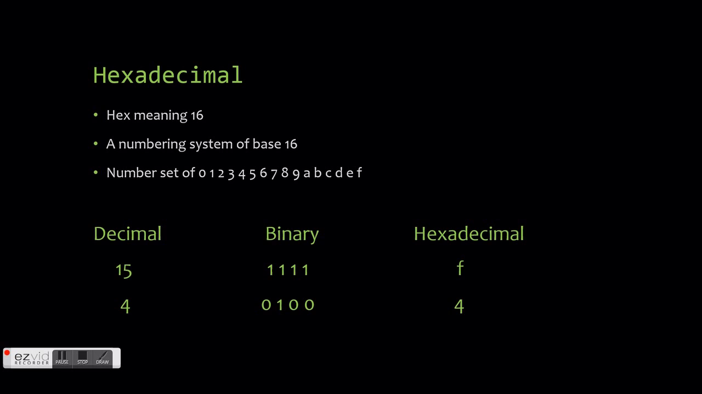Let's convert 15 from decimal to binary, and then to hexadecimal. The binary value is 1, 1, 1, 1: 8 plus 4 plus 2 plus 1. And the hexadecimal value is F. Let's convert the decimal value of 4. Its binary value is 0, 1, 0, 0. Its hexadecimal value remains F4.